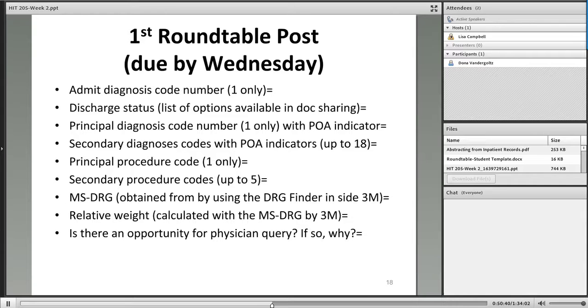Now, I will tell you not to worry. I'm actually going to tell you each and every week when procedures are needed. That way you won't be spinning your wheels trying to figure out if a procedure should be coded or not. So let's stop here, and I'm going to pull up our first case for the week.